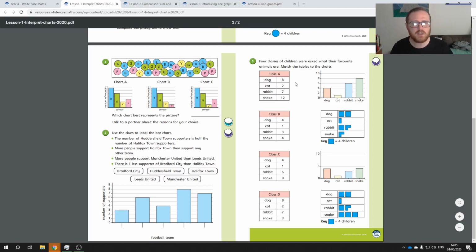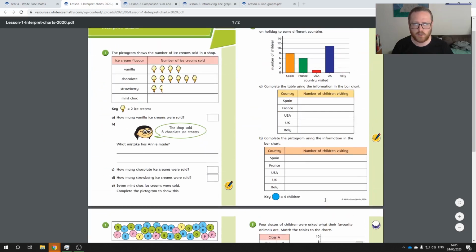And then you've got some charts and tables that have been created with some data, and you've got to link the correct table to the correct data, the correct graph. Okay, so here's the information that goes in the graph, here are the graphs, and you've got to link each one to each one.